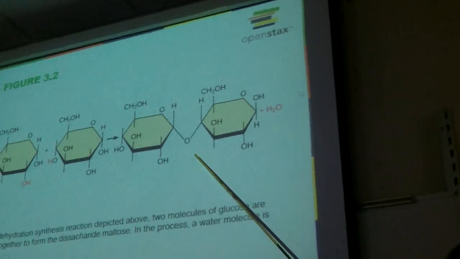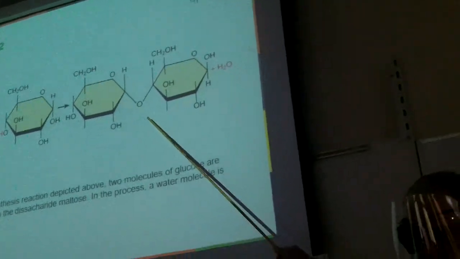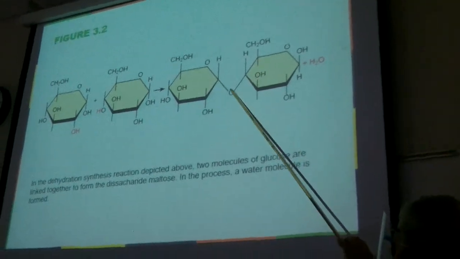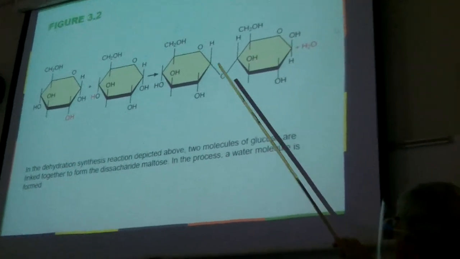Isn't it because oxygen can make two covalent bonds? Yes, oxygen can make two bonds, and there they are, 1, 2. Great job. That's right.